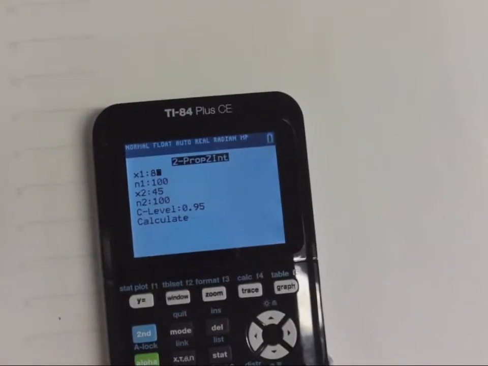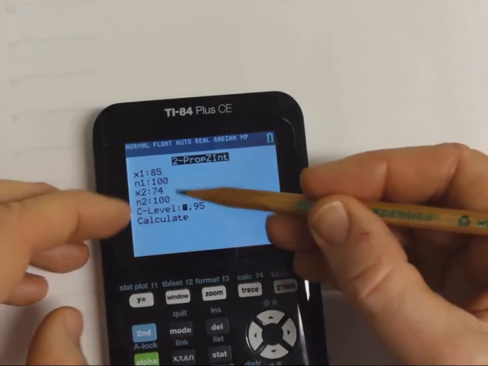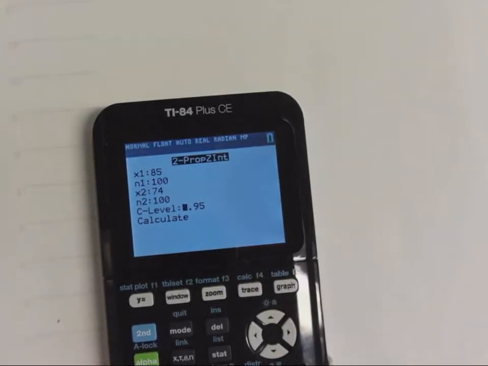We've got 85 out of 100. And then we've got 74 out of 100, like that. And so there we go. These are pretty small sample sizes for proportions, by the way. We are asked to make a 95% confidence interval, so we enter 0.95. And so there's our interval.